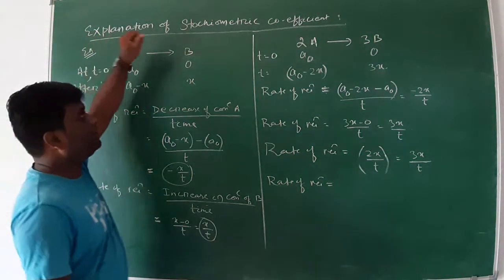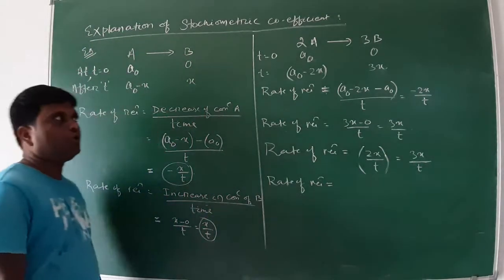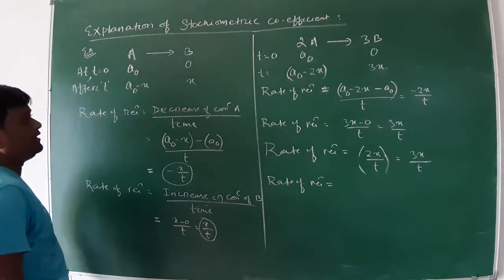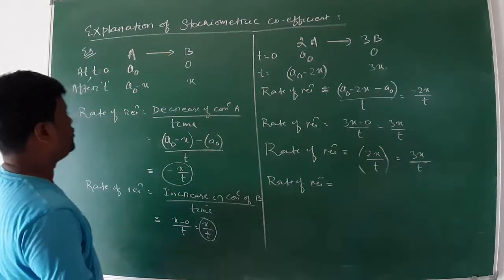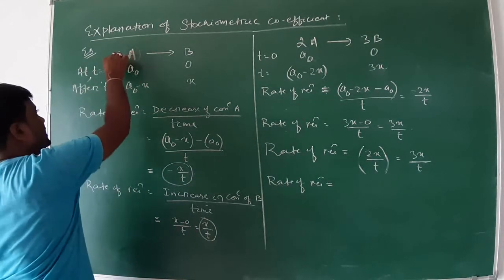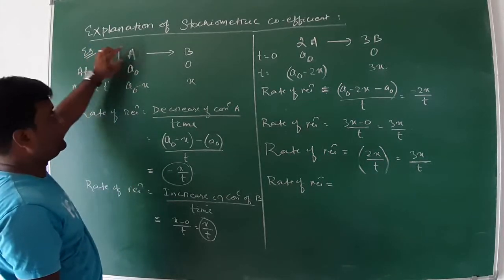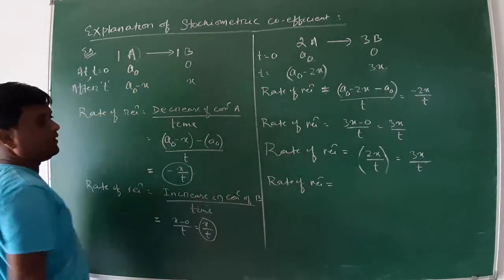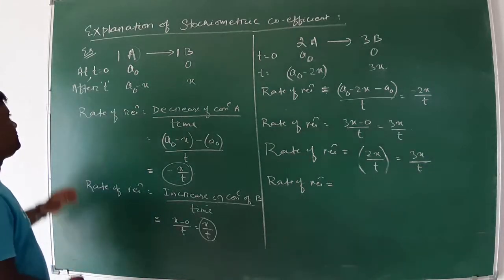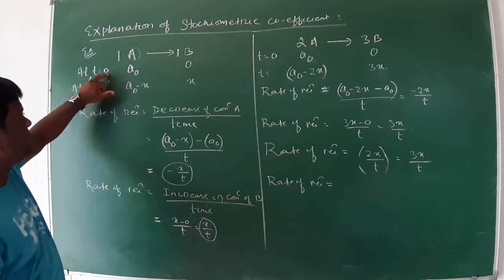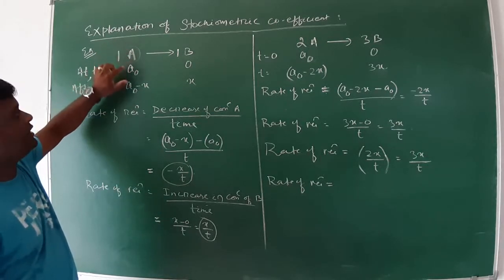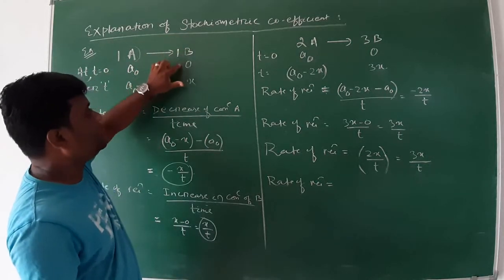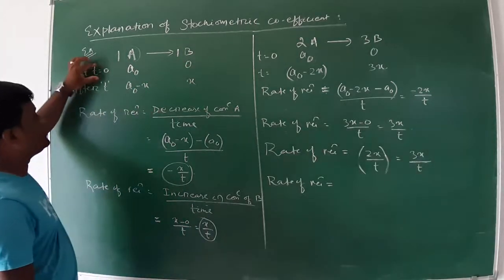Now come to explanation of stoichiometric coefficient. Stoichiometric coefficient हम किसको बोलेंगे? When a reaction is given like this, A produced B. So now it is 1. So the stoichiometric coefficient is 1 here, and it produced 1 mole of B. So here also the stoichiometric coefficient is 1. So let us start the reaction here. At t equal to 0, let the initial concentration of A be A naught, and the number of moles of B here is found to be 0, as the reaction has not started till now.